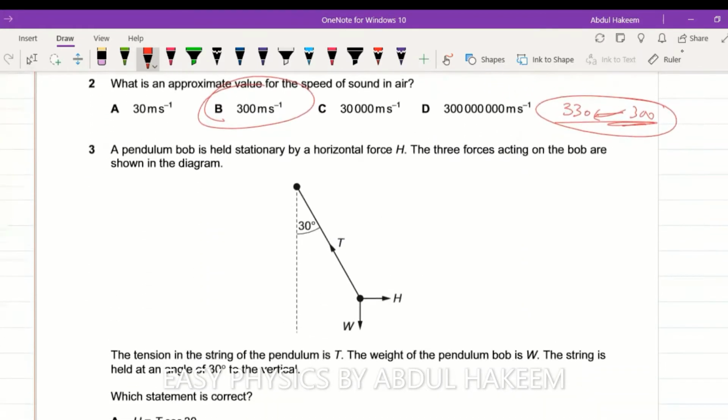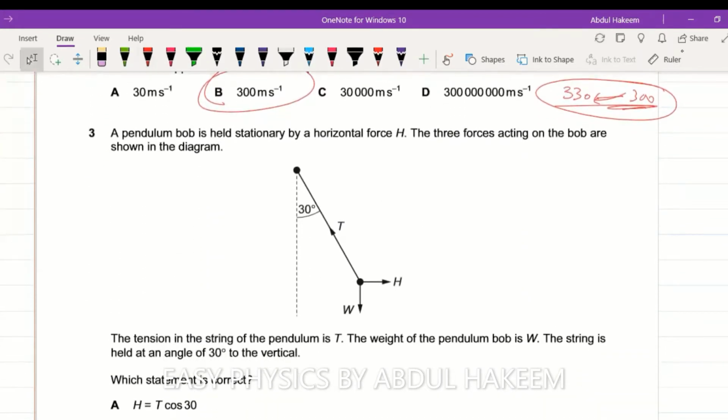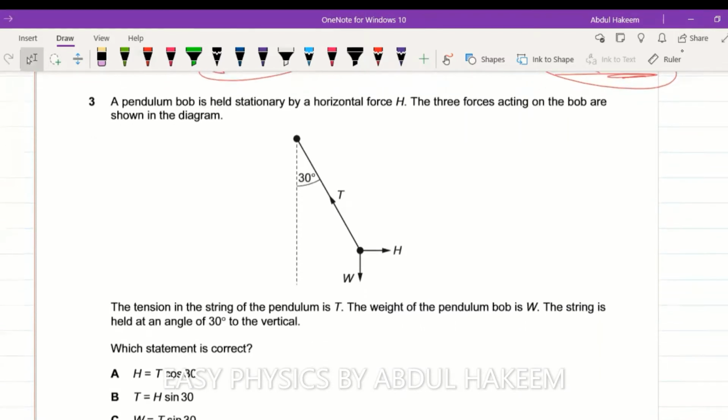And the next: the pendulum bob is held stationary by the horizontal force H. Three forces acting on the bob are shown in the figure. The tension in the string of the pendulum is T. The weight of the pendulum bob is W. The string is held at an angle of 30 degrees to the vertical. Which statement is correct?